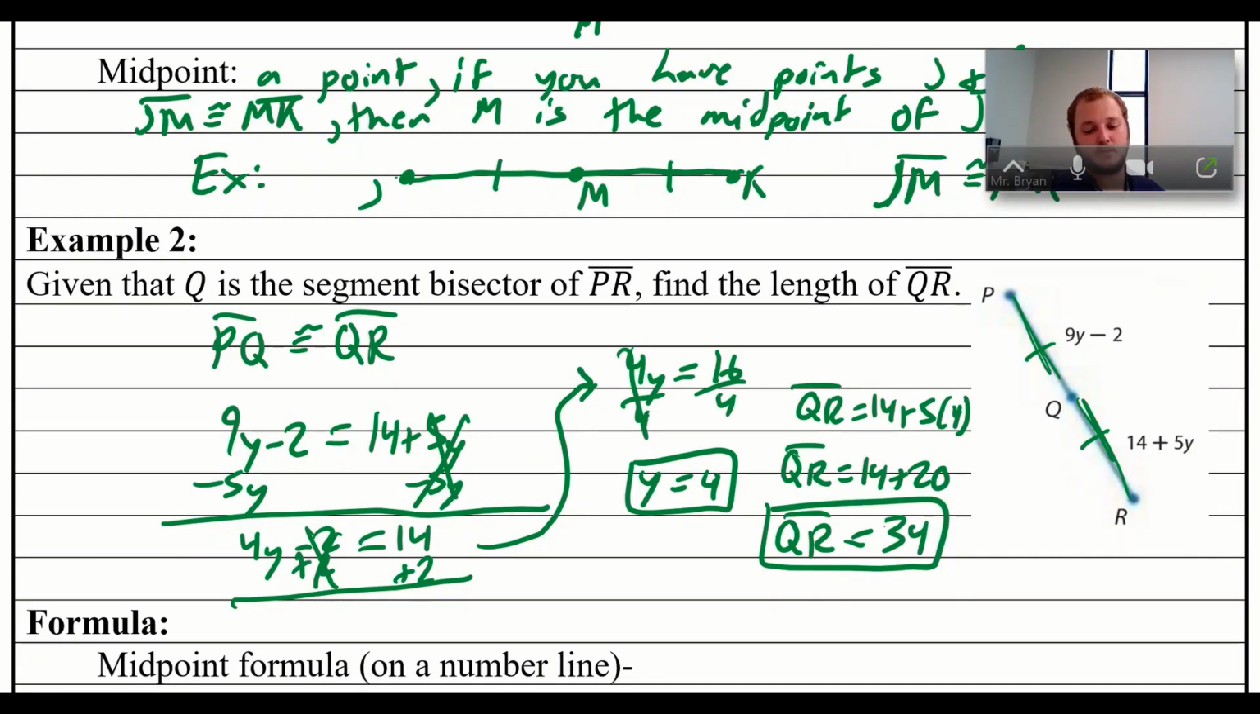So keep that in mind as you're working through these problems. And again, if we're looking at this, you could even ask, would it matter if I plugged it in for PQ? In this case, it would not, because they're the same length, right? So you should get 34 when you plug it into the other one as well. Okay, last thing.